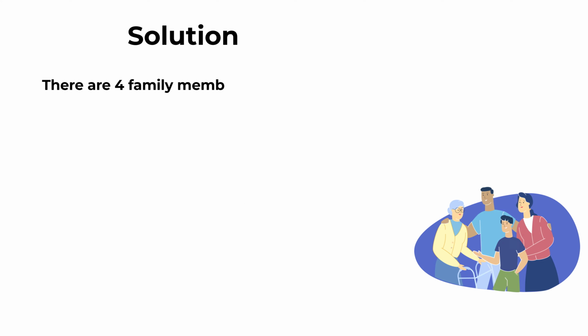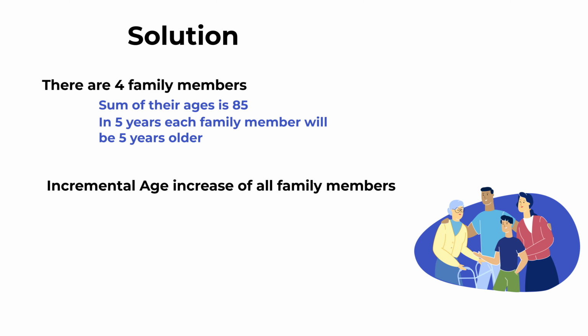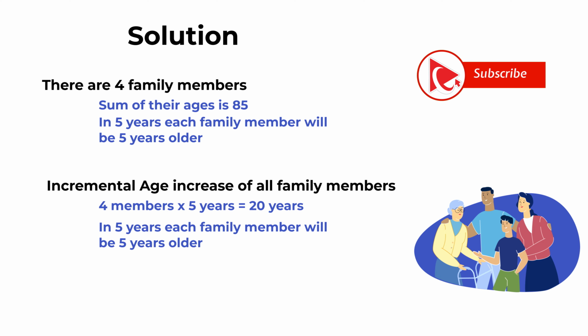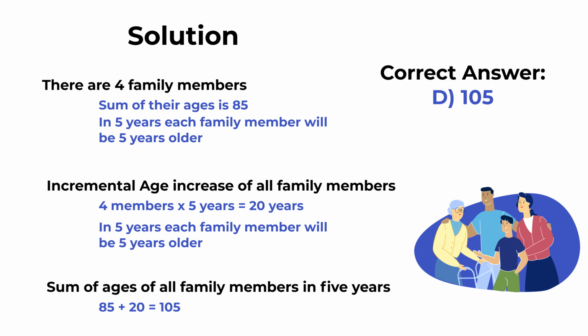There are 4 family members, and the sum of their ages is 85. And in 5 years, each family member will be 5 years older. So the incremental age increase for all family members can be calculated as 4 family members multiplied by 5 years, equals 20 years. So the sum of the ages of all family members in 5 years can be calculated as 85, which is the original sum, plus 20, which is the incremental age increase, and would be equal to 105. So the correct choice here is choice D, 105.